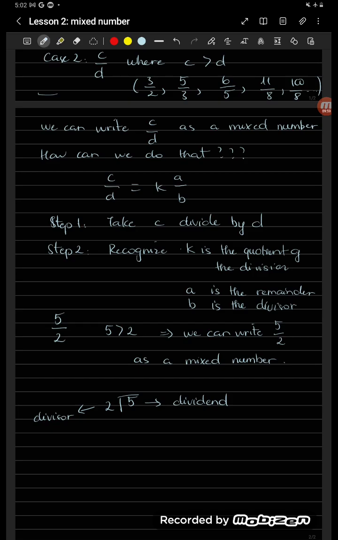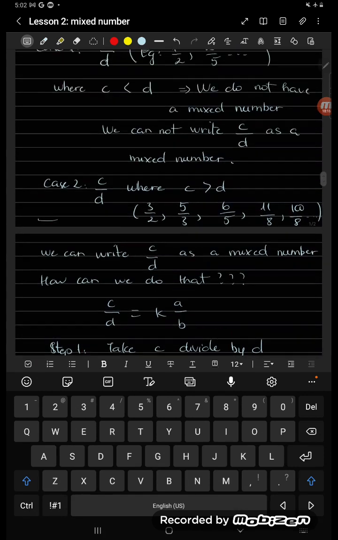Okay, so 5 divided by 2. You can see 5 divided by 2, and 5 is not a multiple of 2. Sorry, I should say this above.